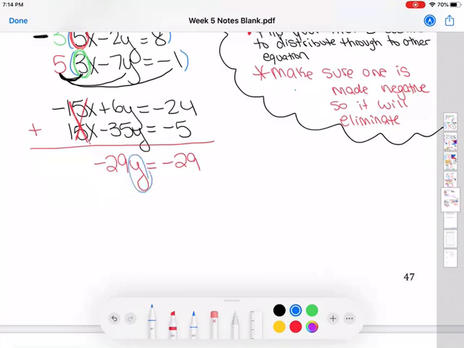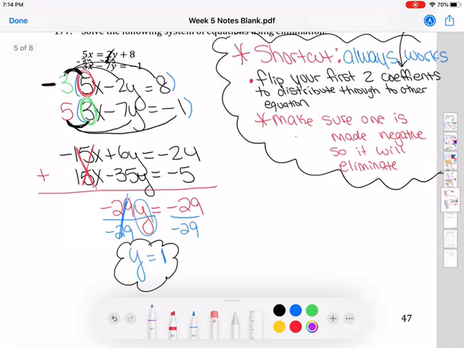That is a heck of a lot easier to solve now. To get y by itself, I just divide by the negative 29 on both sides so that these cancel, and I get y is equal to negative 29 divided by negative 29 is just 1. Now do remember that we are not done. Okay, you need an x comma y as your answer.